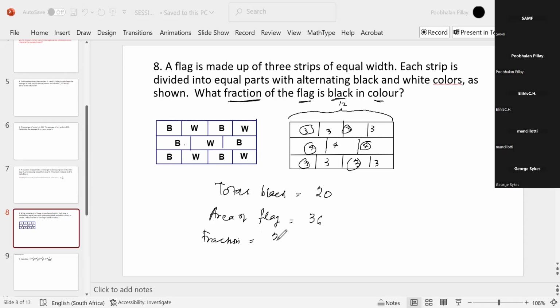So we've got the total black, we've got the total flag, and the fraction of the flag is going to be this. And so you can simplify this by taking out the common factors. 20 over 36: 4 goes into 20, 4 goes into 36, and then you can cancel that off. 4 times 5, 4 times 9. So the answer is 5 over 9. Okay, so that takes care of that, and we go on to the next problem.